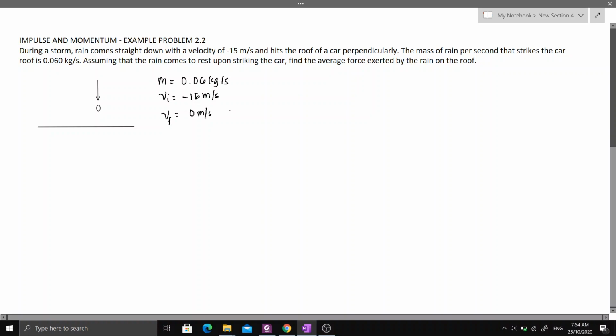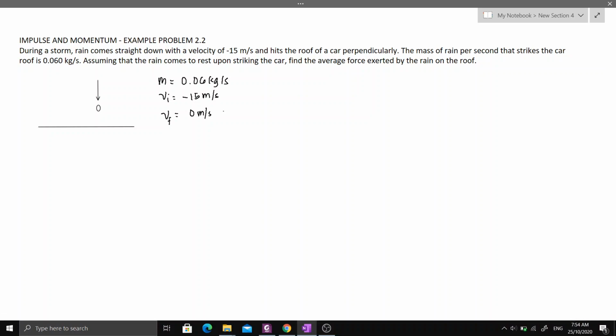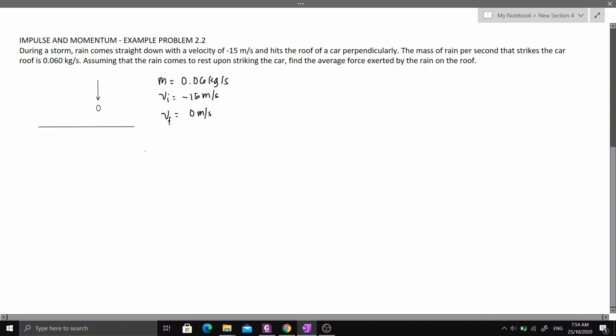So, these are the only known, and we are asked to find the average force exerted by the rain on the roof. So, for the solution, we will use the equation that impulse J is equal to the average force times the time elapsed t, and this is equal to the change in momentum.